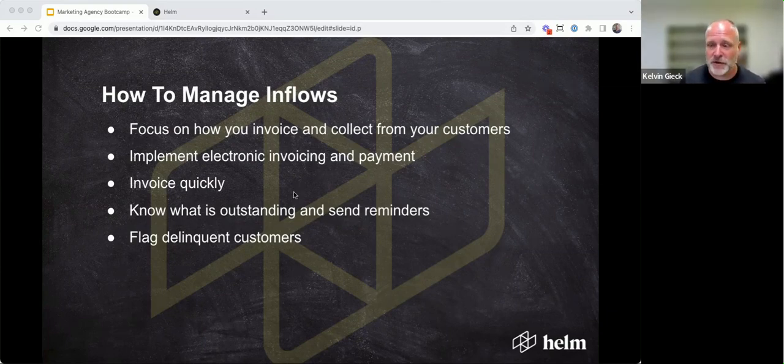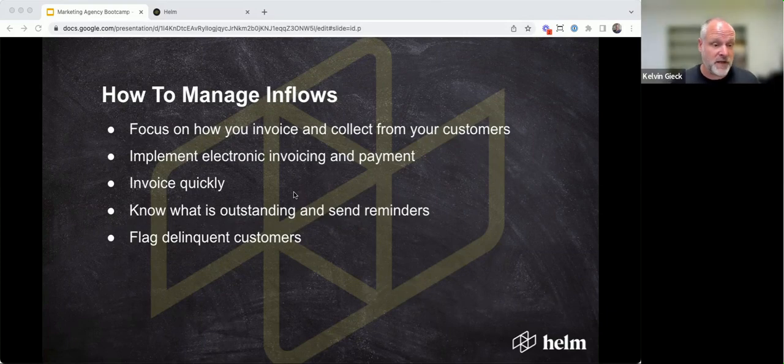So knowing what is still owed to you, how long it has been outstanding, and even how it fits within past customer payment behavior is extremely helpful. Sending out simple reminders along with, again, electronic payment links can be highly effective to collect this cash.